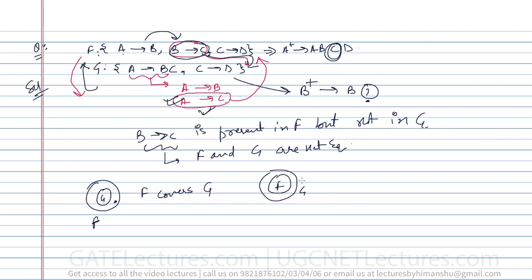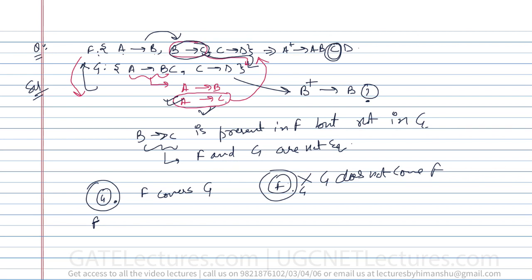G covers F? No. Why? Because there's nothing in G which is not present in F, therefore G does not cover F, because everything which is present in G is also present in F. So G does not cover F. That is why F and G are not equivalent.